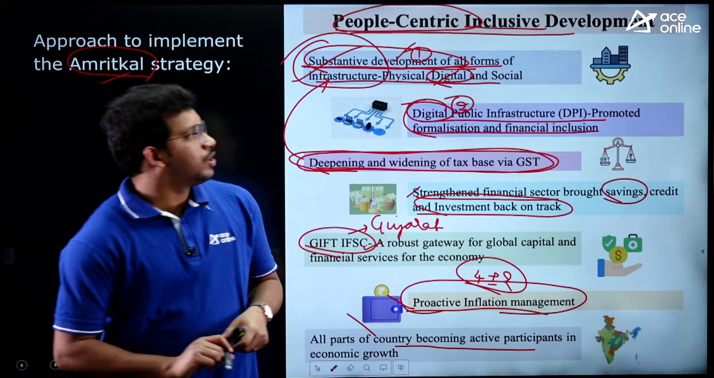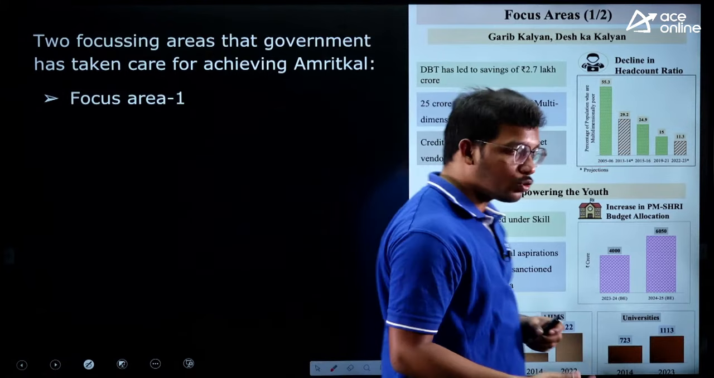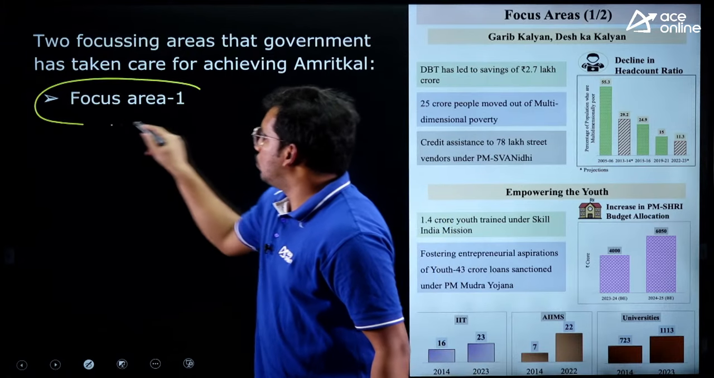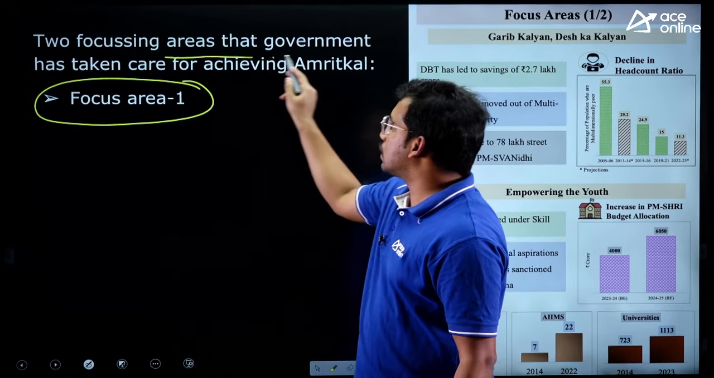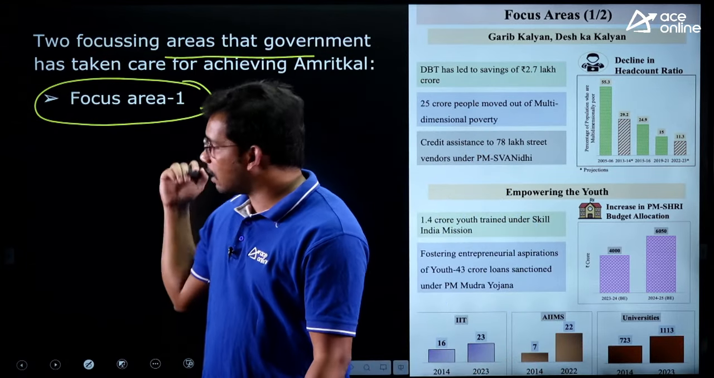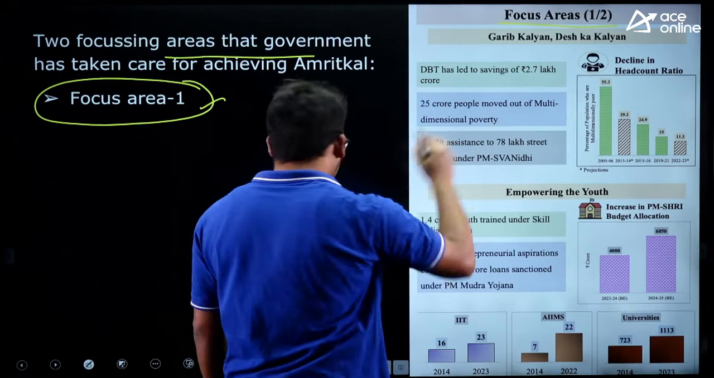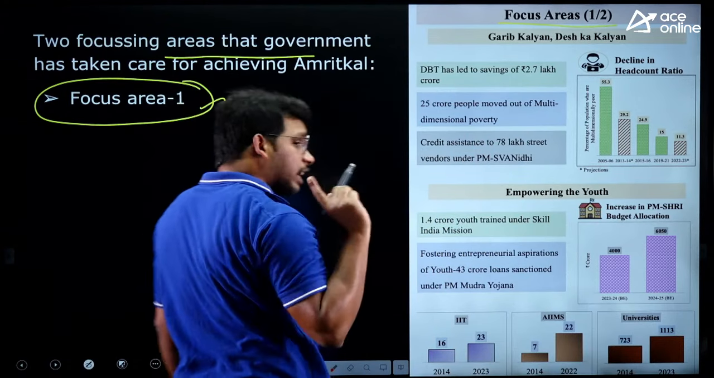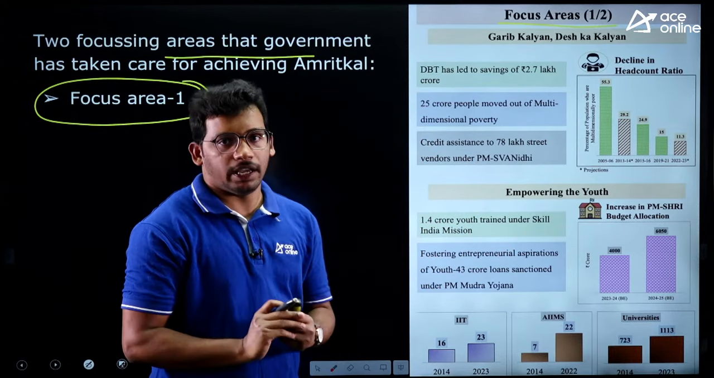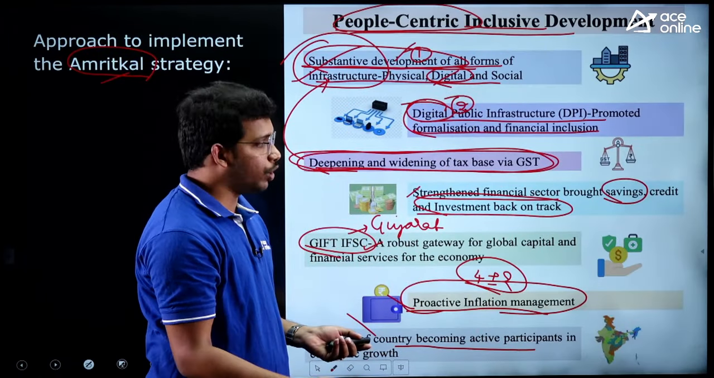So we will move forward to the next approach. We will go through certain areas where the government is going to focus. So the government has put forward two focus areas, which the government is going to put more effort on. Okay. So focus area one, they have given this. Within focus area one, there are certain elements. Connecting back to two slides back, what is the goal? Achieving a developed India. Okay. For that, the government has given this approach.